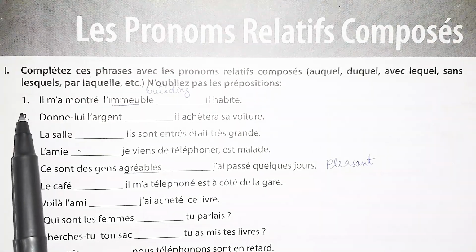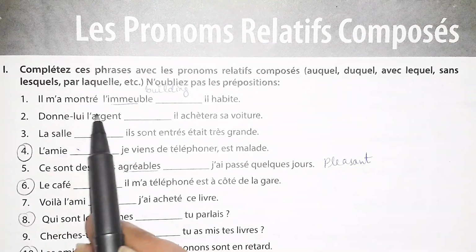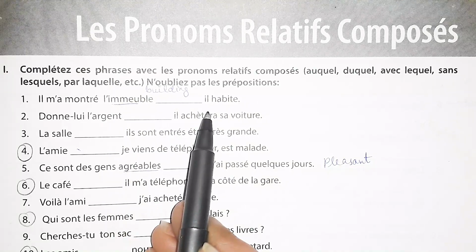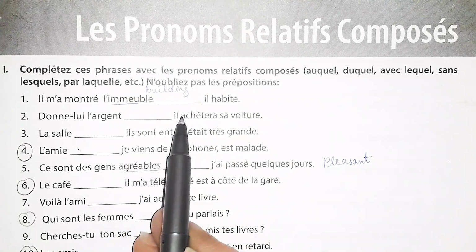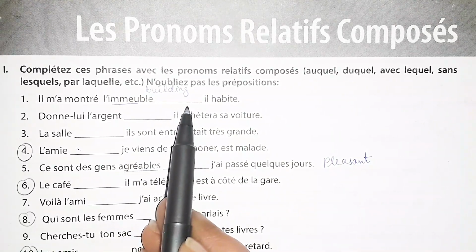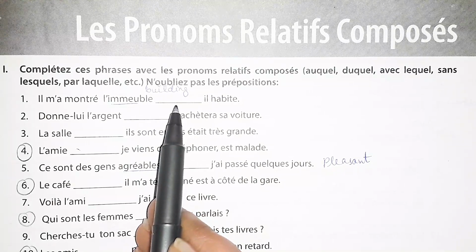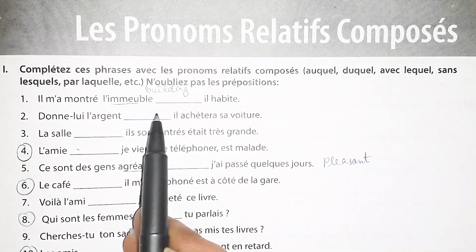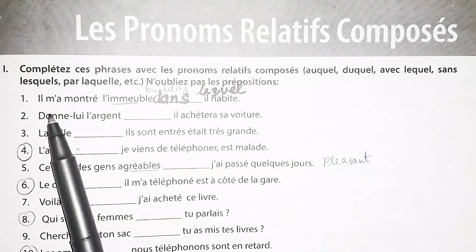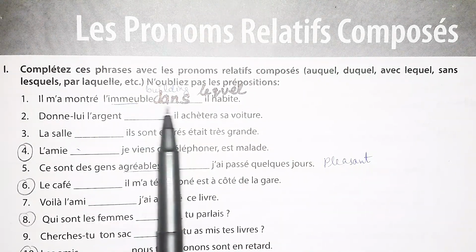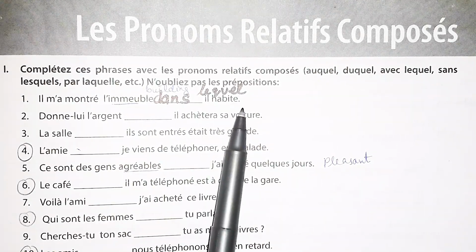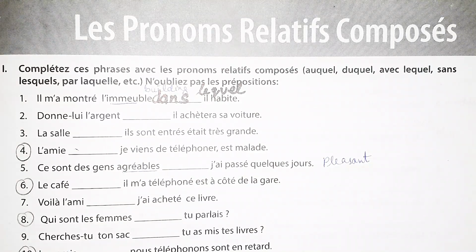Okay, so let's start with the first sentence. Il m'a montré l'immeuble dash il habite. He showed me the building in which he lives. Okay. So for in which we need dans preposition and lequel. Okay. Il m'a montré l'immeuble dans lequel il habite. He showed me the building in which he lives.